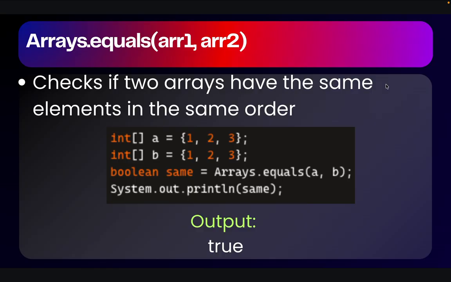So the equals is going to return back to you true or false, whether the array is the exact same or not. So that is one thing I do want to point out. So please keep that in mind if you ever use the equals method.